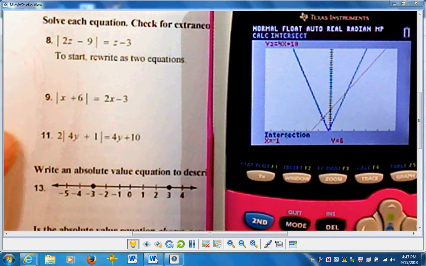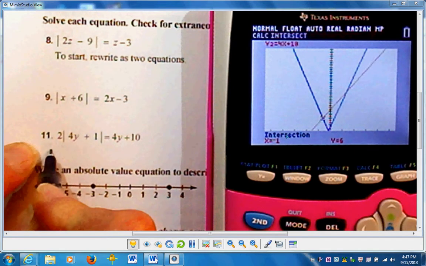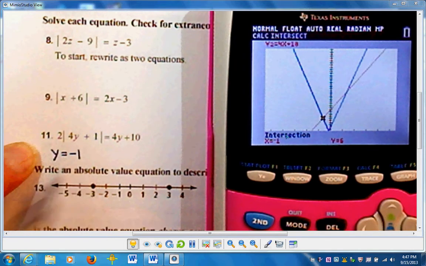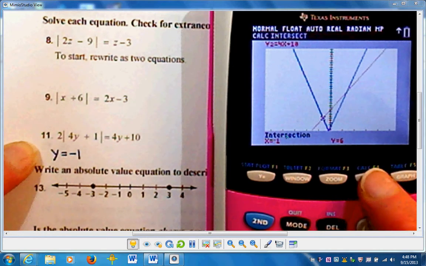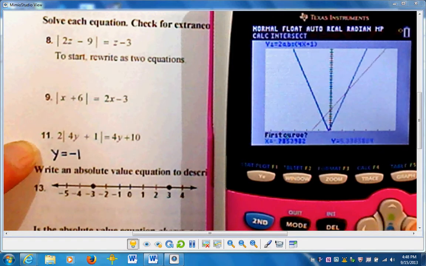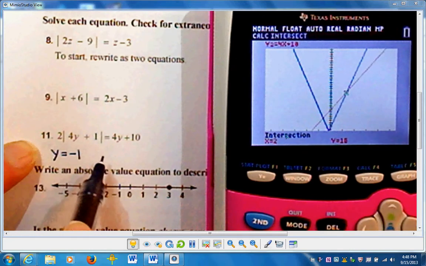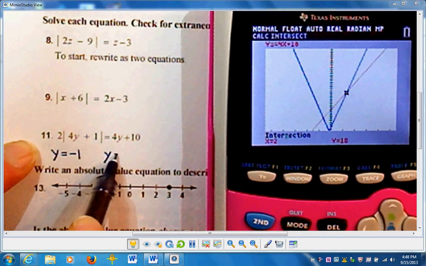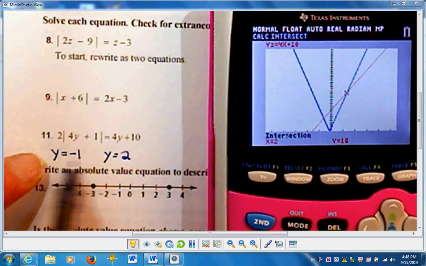So right here, x should be -1, should be an answer. In this case, y equals -1. So let's try the other intersection. So I'm going to do second trace, intersection, number 5. I'm going to move over to the right side. I'm going to push enter, enter, enter, and I have an intersection where x equals 2. Okay, I'm writing y because in my equation it's y.